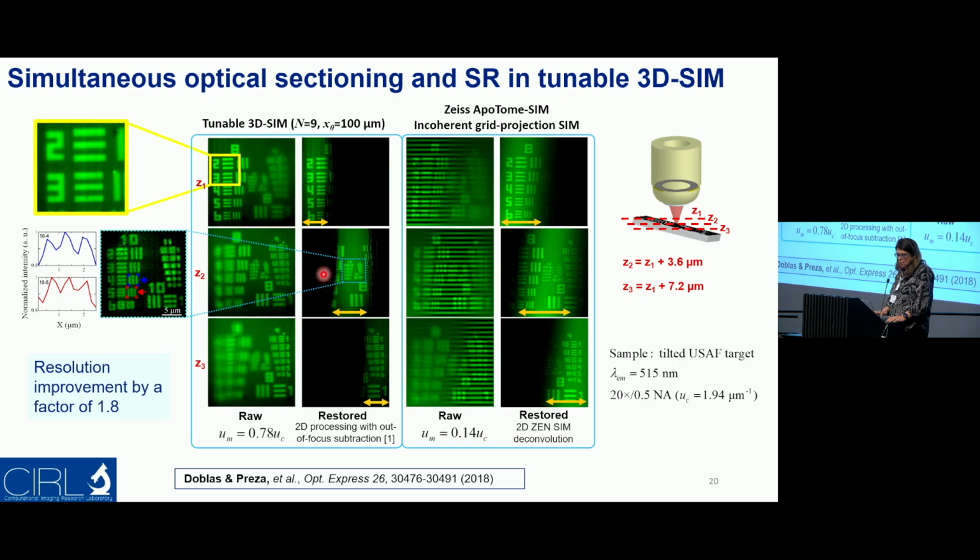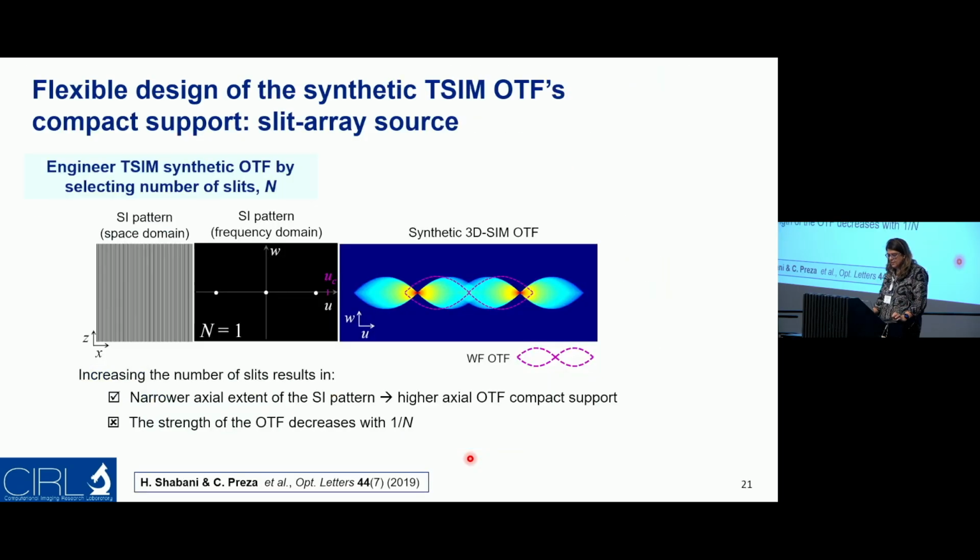The zoom up here shows us that we get double the resolution almost. It's 1.8 because of the frequency we use, the modulation frequency, and we get improved results versus the only other incoherent-based instrument, the apodome, which is the grid projection, in which you are forced to use low modulation frequencies.